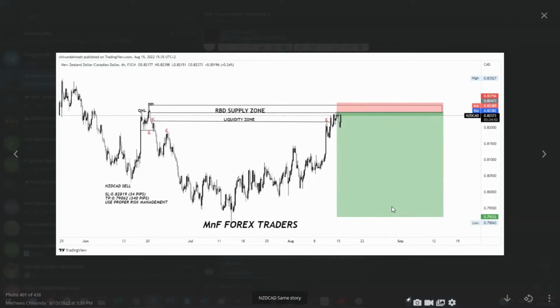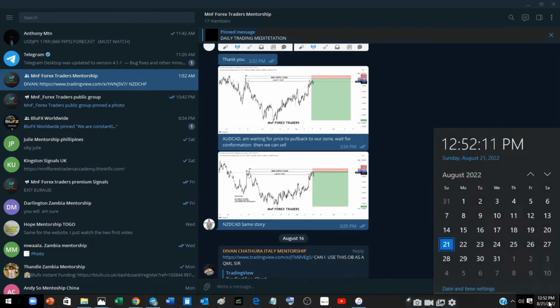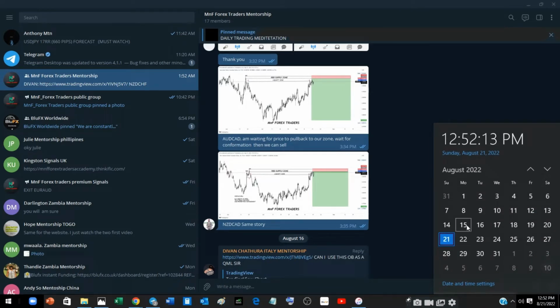And our stop loss was 34 pips, and our target was like 340 pips. This was a very beautiful trade. Let me just show you what happened. Remember, this was on the 15th of August, just last week, right here. It was on Monday, and it was shared in our mentorship community right here.